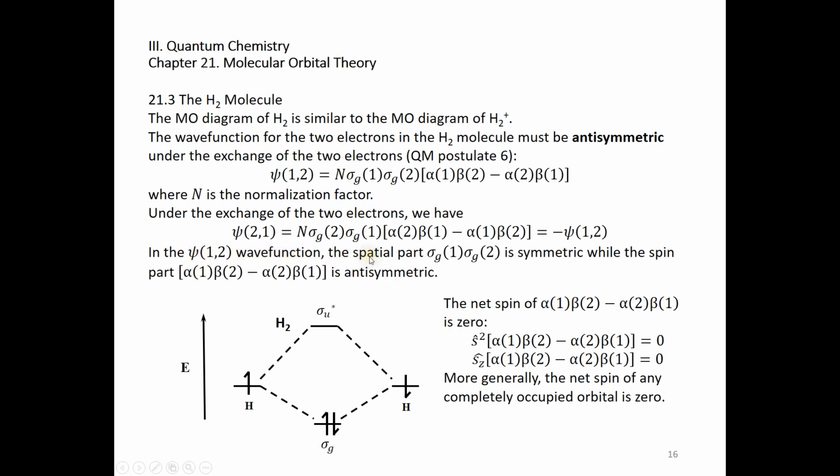In this wave function, we noticed the spatial part is symmetric while the spin part is anti-symmetric. Now let's look at the spin of this function. When we apply the S squared operator to this wave function, we get 0. We can also apply the z component spin operator to this wave function, and we also get 0. More generally, if we have an MO occupied by 2 electrons, or you can say this MO is completely occupied, the net spin is just 0. In this case, the alpha and beta completely cancel. We do not have a net spin in this case.